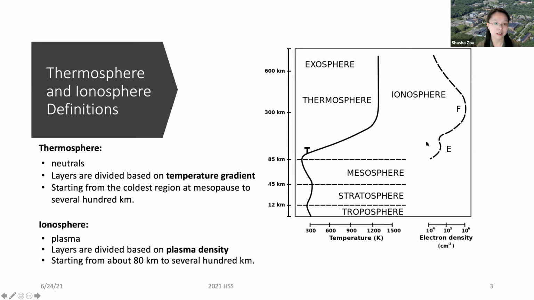That's the F region. So you can see, although the thermosphere and the ionosphere exist in the same space, one refers to the neutrals and another refers to the plasma. The ionosphere is based on the ionization of the thermosphere neutral particles. So when we talk about the ionosphere, we have to talk about the thermosphere at the same time to understand their dynamics.